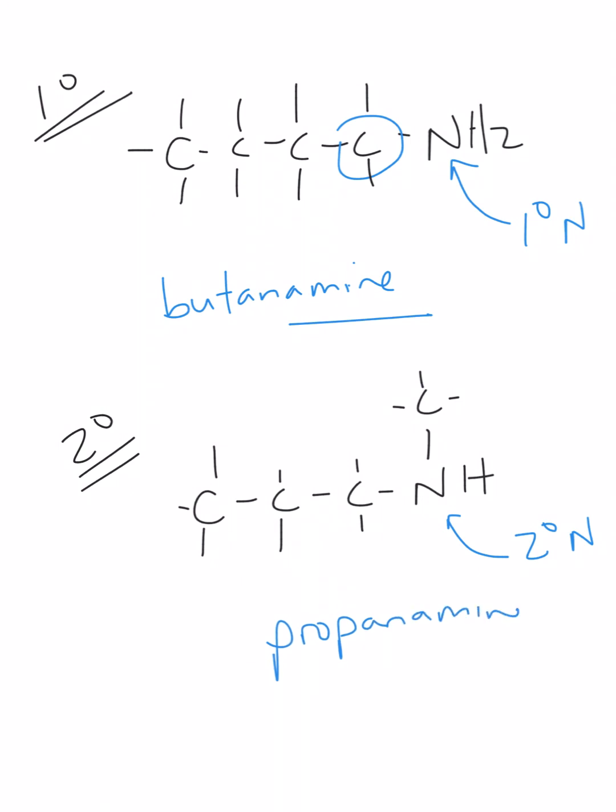Propanamine. And then how do we indicate the presence of this group up here? Well, we treat it like a substituent, and we say this substituent is connected at position N. So this would be N-methylpropanamine.